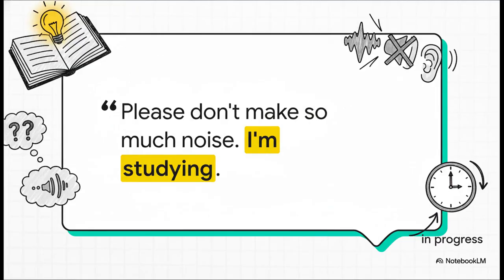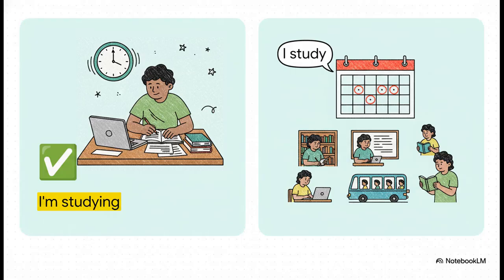Or, think about this situation. If you're really trying to focus and someone's being loud, what do you say? Please be quiet. I'm studying. That action, the studying, is in progress at that very moment. And this is a really, really crucial point. I'm studying is for right now. If you said I study, that means something totally different. That means you're a student in general. It's a fact about your life. The continuous tense, though, pins that action right to this very moment.